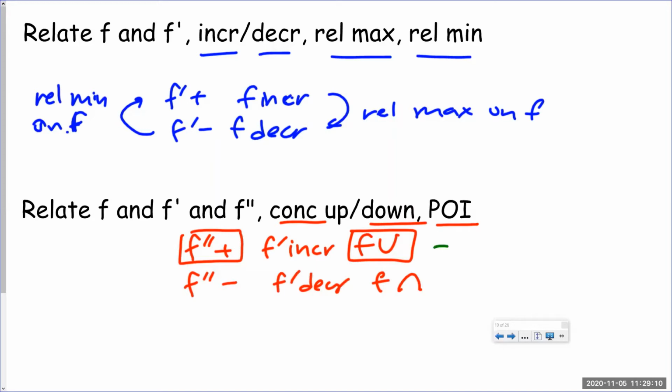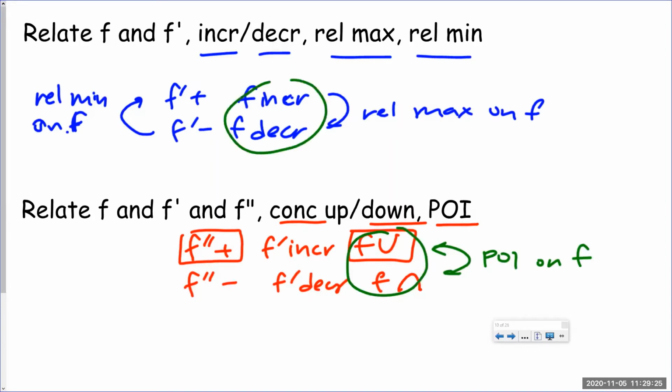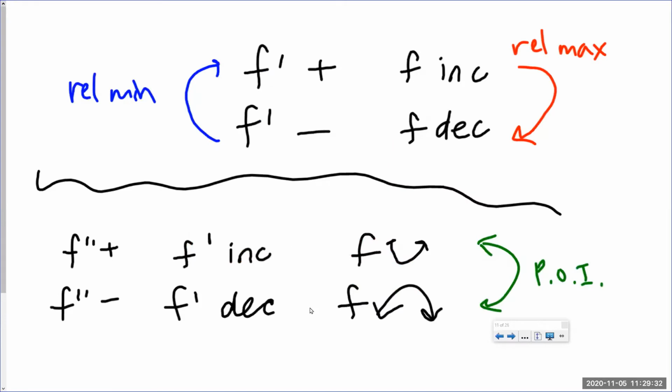Anytime you move from one row to the other, you have what's called a point of inflection, okay? But that's a point of inflection on my boy F, not on F prime or F double prime, all right? And then these are the justifications for each other. You never use these for your justifications, but you can always use the F primes and F double primes for your justifications. All right.